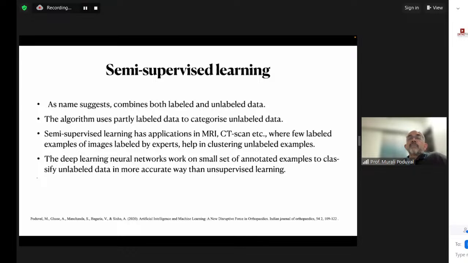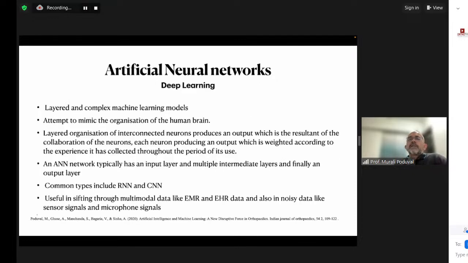Semi-supervised has both labeled and unlabeled data. Labeled data is the supervised portion. Unlabeled data is the unsupervised portion. So especially when you're doing MRIs and CT scans, etc., a few labeled examples of images are then provided by the experts, and then the algorithm takes over. These are typically a kind of semi-supervised deep learning approach, but they are very important. And today, as far as medical data is concerned, semi-supervised learning has a great role to play.